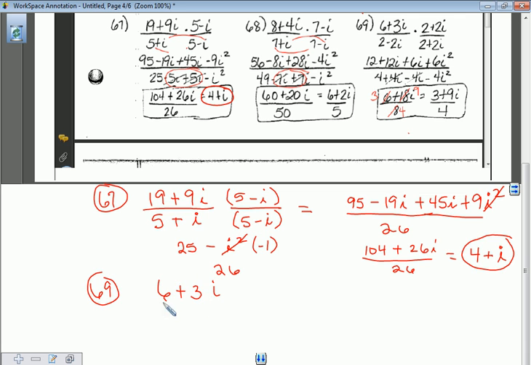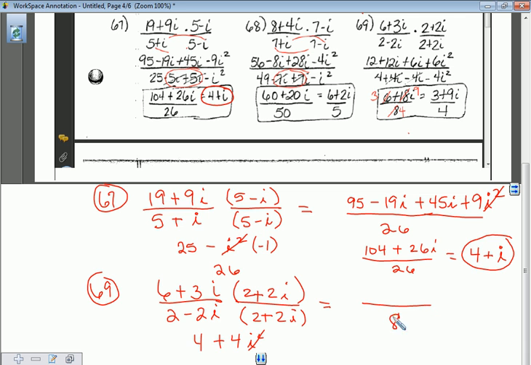So 6 plus 3i over 2 minus 2i. What's the conjugate of 2 minus 2i? 2 plus 2i. So we're going to multiply by 2 plus 2i over 2 plus 2i. And so in our denominator, that's going to give us 4 minus 4i squared. And that's going to make a plus 4. So the denominator will be 8.